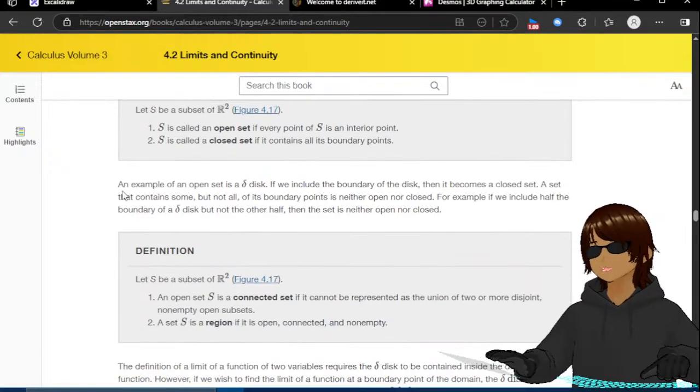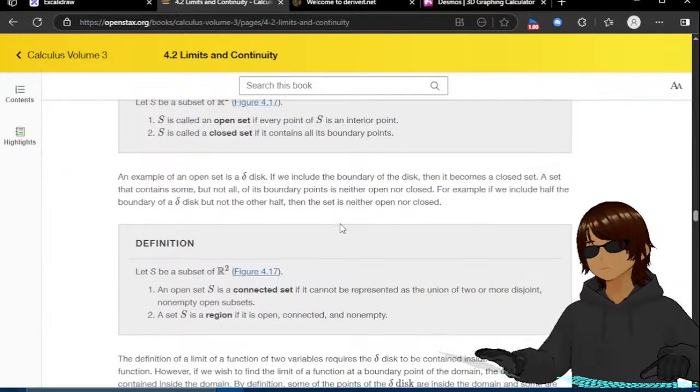An example of an open set is a delta disk. If you include the boundary of the disk, then it becomes a closed set. A set that contains some but not all of its boundary points is neither open nor closed. For example, if you include half the boundary of a delta disk but not the other half, then the set is neither open nor closed.